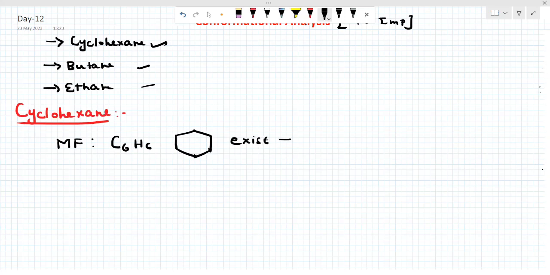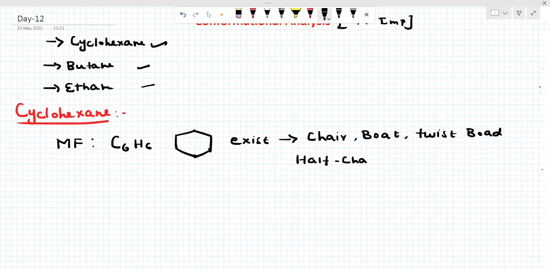This exists in different forms. One is the chair form, another is the boat form, then the twist boat, and the half chair, at room temperature.